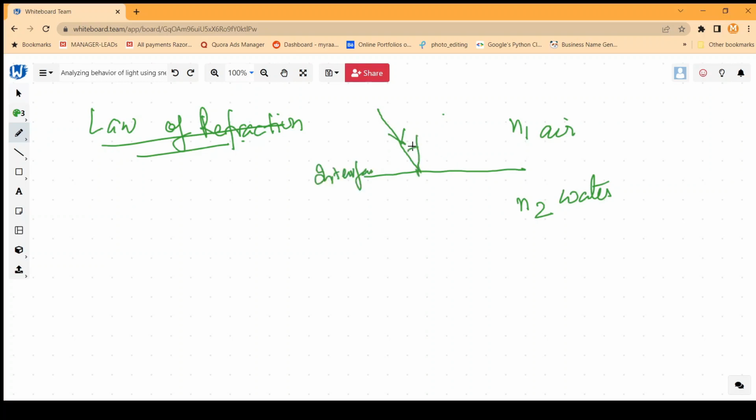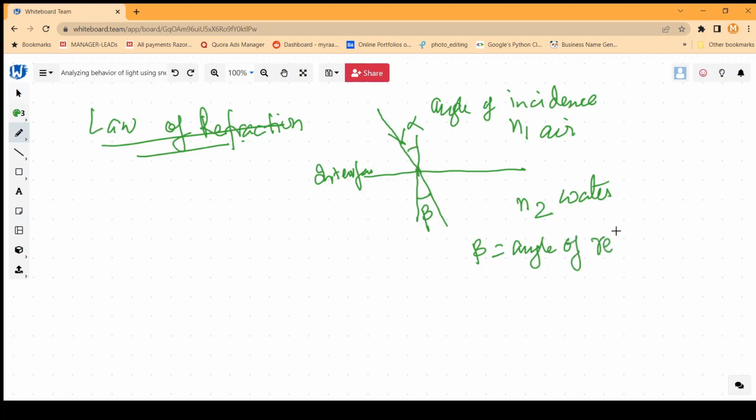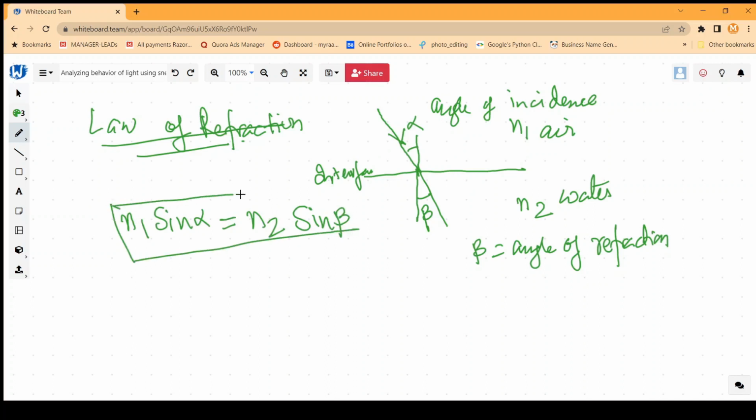So this is going to be alpha, our angle of incidence, and then it's going to get bent a bit, and this beta is our angle of refraction. So as per Snell's law, always valid, n1 sine alpha is equal to n2 sine beta. We have proved that using Huygens principle and observed it through experiments.